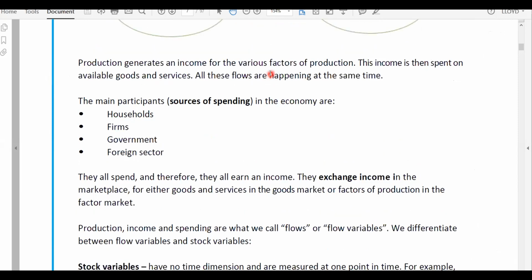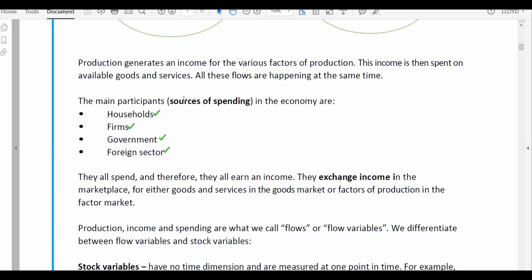So we want to look at the main participants now in the economy. We have mentioned two, and we have seen how they are related. We have mentioned households and firms. These are the two main participants in a simple economy. Then, like I said, we can also extend that list to include government, the foreign sector, and also the monetary sector.